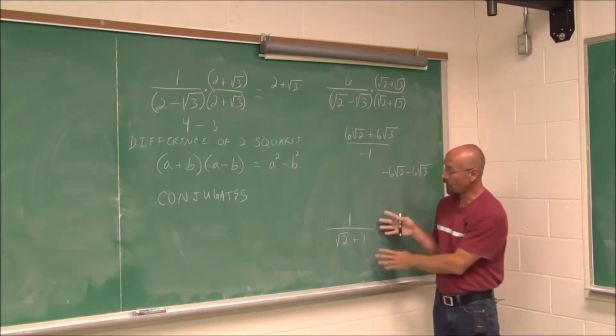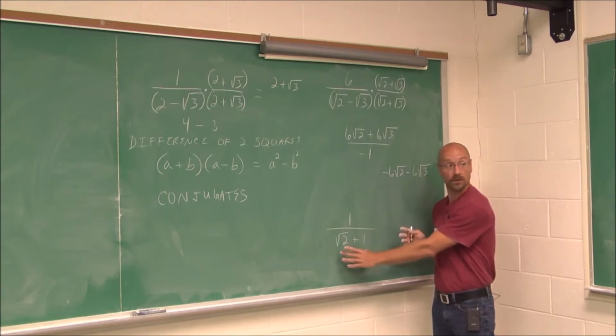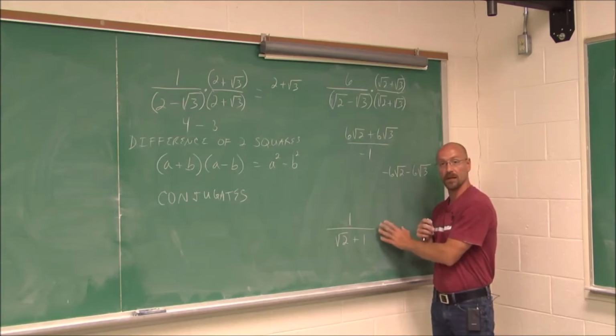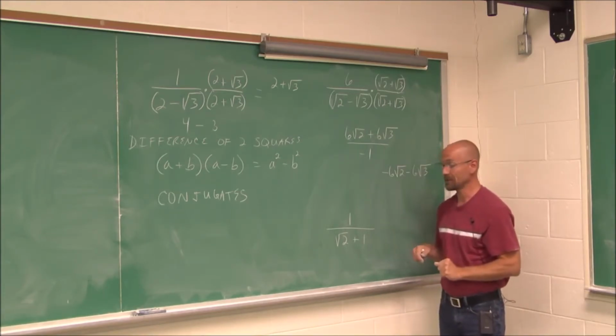All right, I want you to try this one on your own. Multiply by the conjugate. First of all, determine the conjugate. Multiply denominator and numerator by that value. And simplify and see what you get.